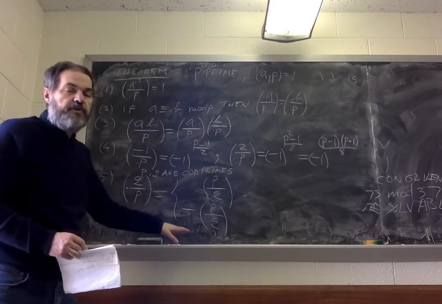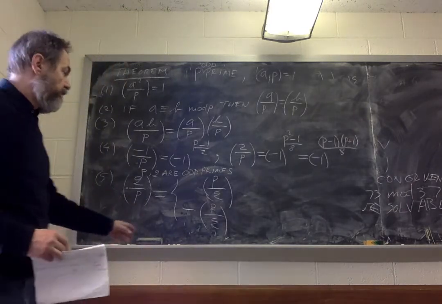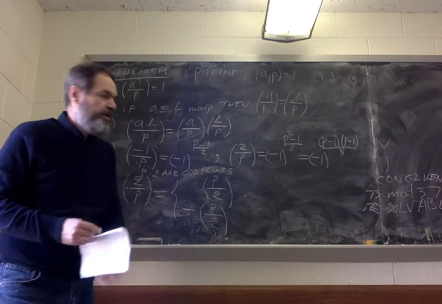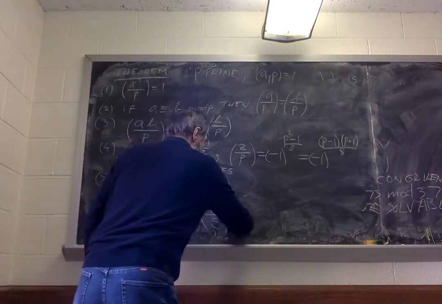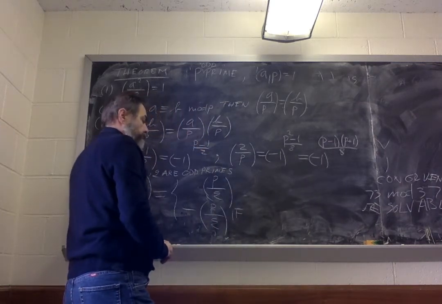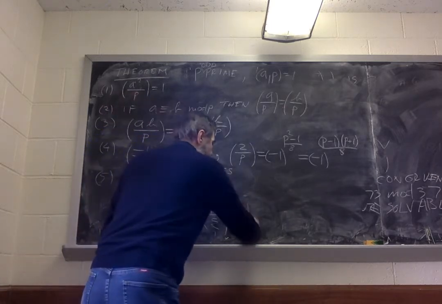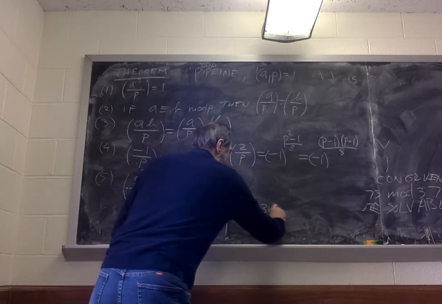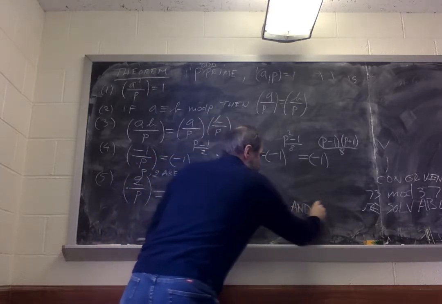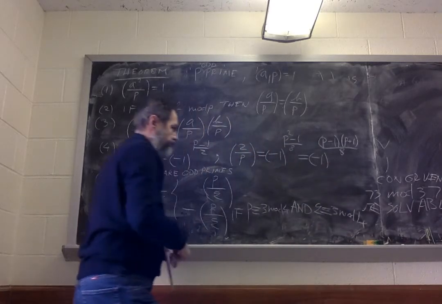And we have a minus in front if and only if both numbers, P and Q, are congruent to 3 mod 4. So this happens if both of them are congruent to 3. So if P congruent to 3 and Q congruent to 3, mod 4.